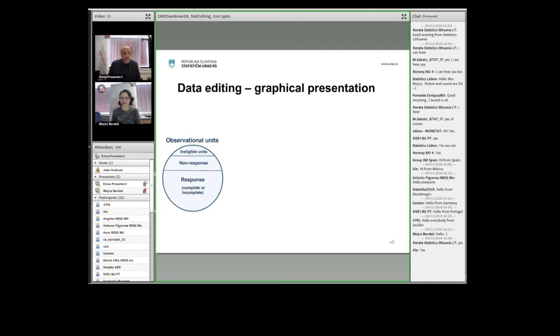Is it complete or incomplete? We don't care about this now, but these are the units from which we have got at least partial response. And this is the fact, these responses and their data is the set of units that we are working on when we are talking about data editing. So when we do the data collection on these units, we end with the input data. And this input data, let's say we can imagine that this is input into our production process.